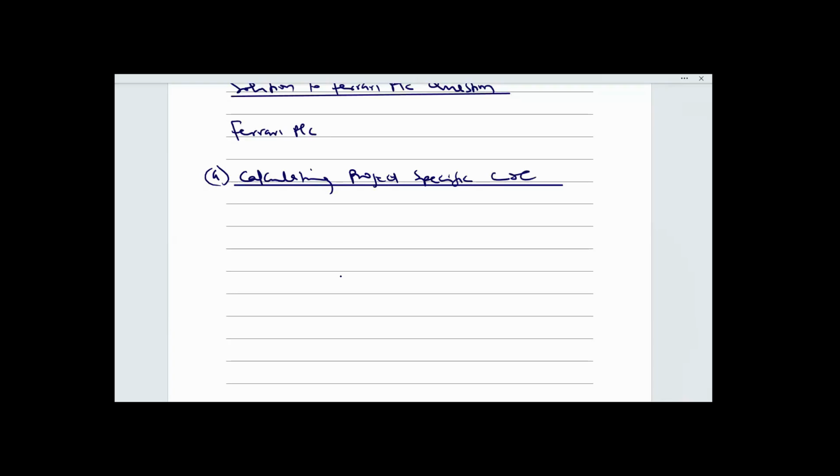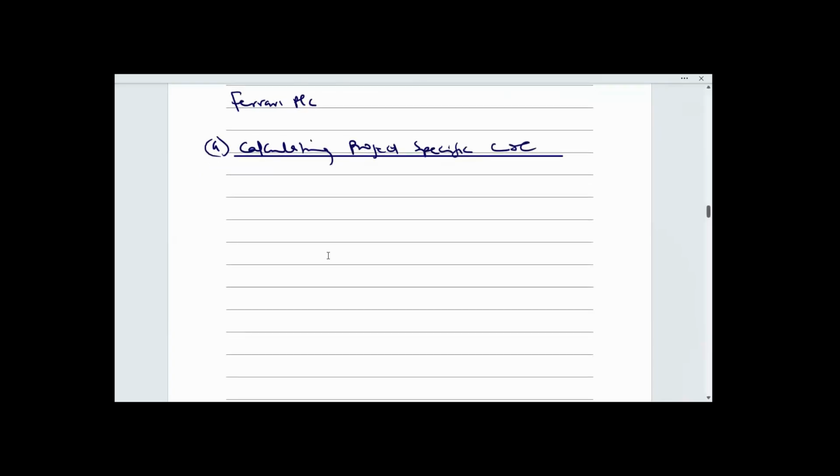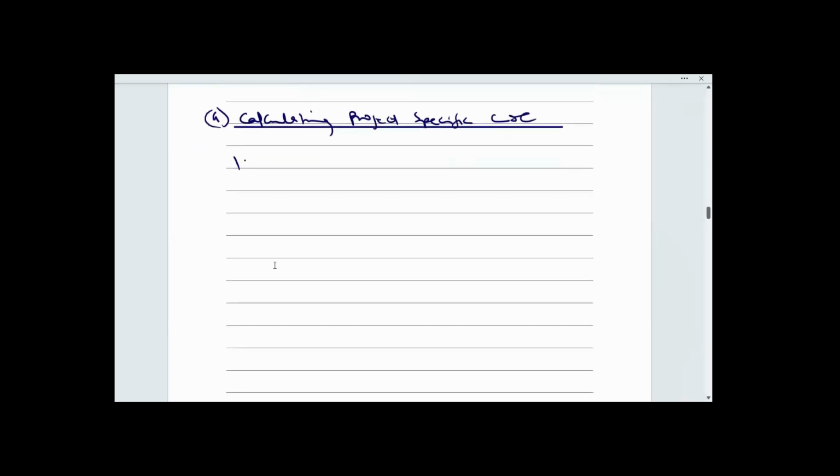The first procedure is to identify the proxy beta. Step 2, you ungear the beta if it is geared. Step 3, you regear. Step 4, you calculate cost of equity using CAPM. Then step 5, you calculate project-specific WACC.